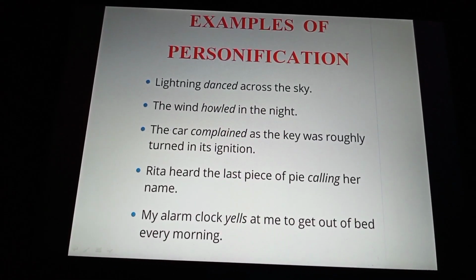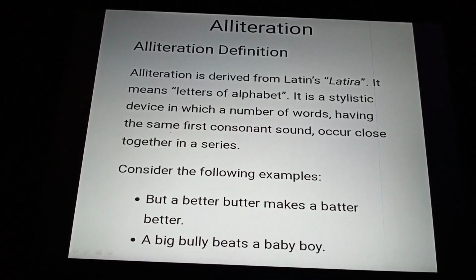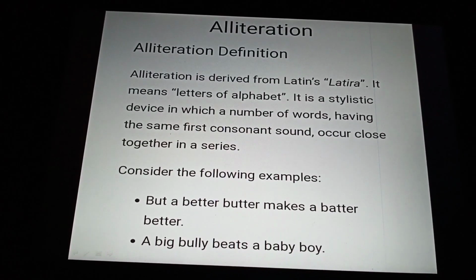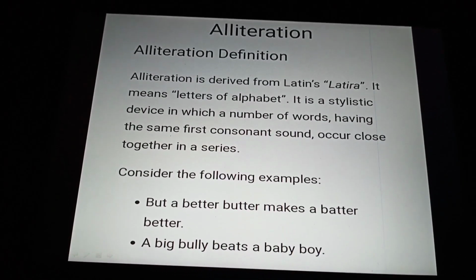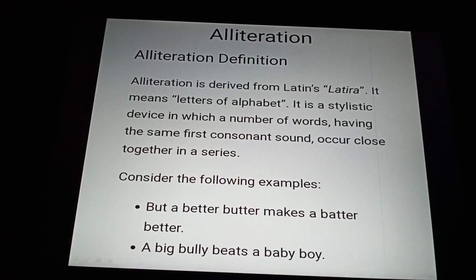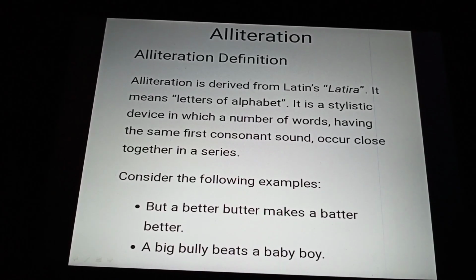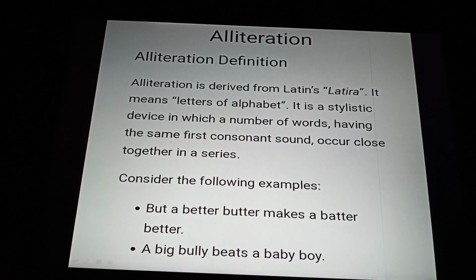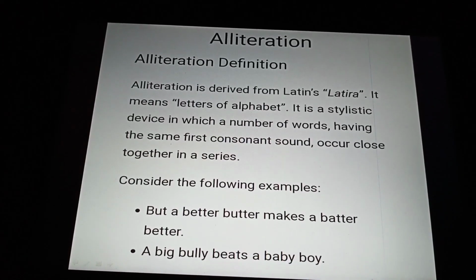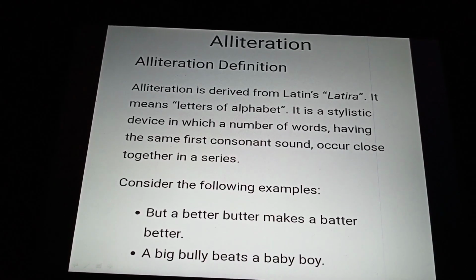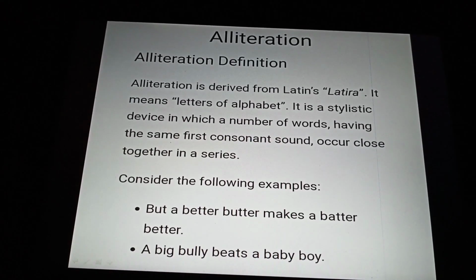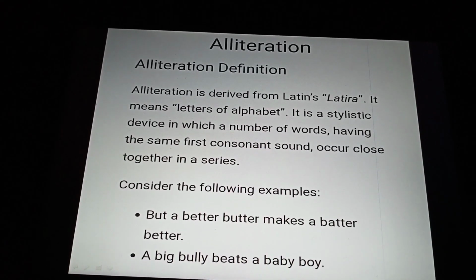Now the next topic is alliteration. It's a very interesting figure of speech. See, alliteration is derived from Latin's littera. It means letters of the alphabet. It is a stylistic device in which a number of words having the same first consonant sound occur close together in a series. Now you will better understand with the examples.